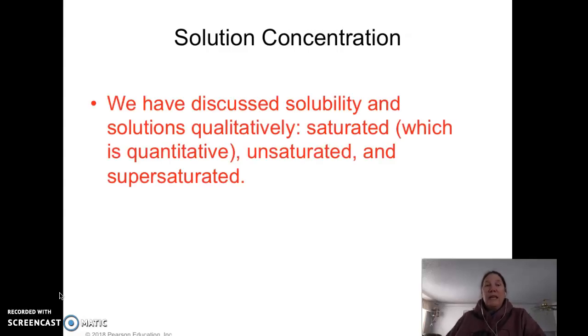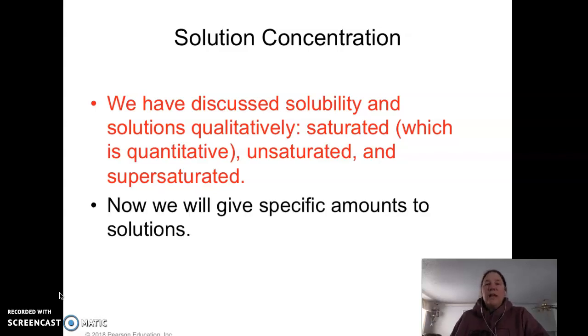Okay. Again, we discussed solubility, how much stuff dissolves, and we've talked about it qualitatively. Like, if it's saturated, unsaturated and supersaturated. We also talked about, does it dissolve anymore? That's something you can see.